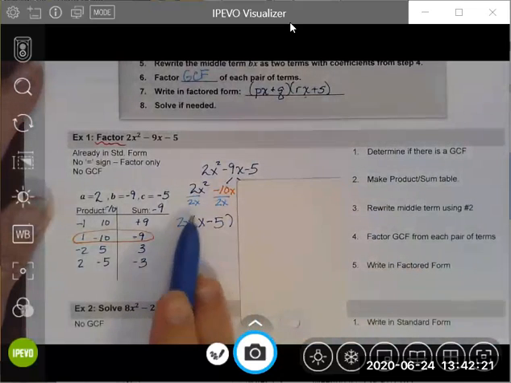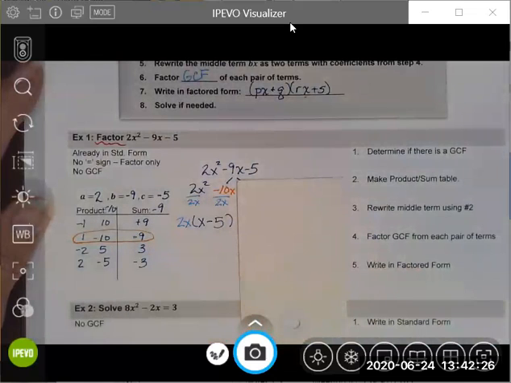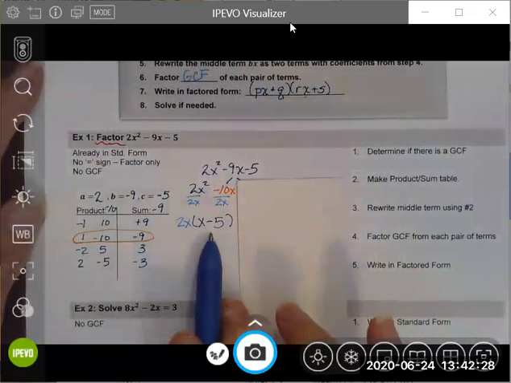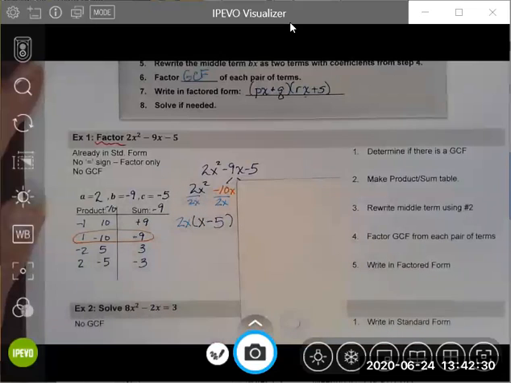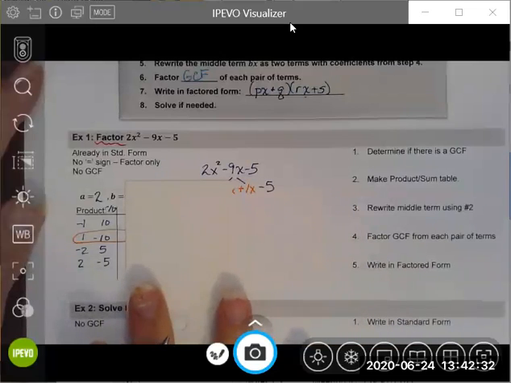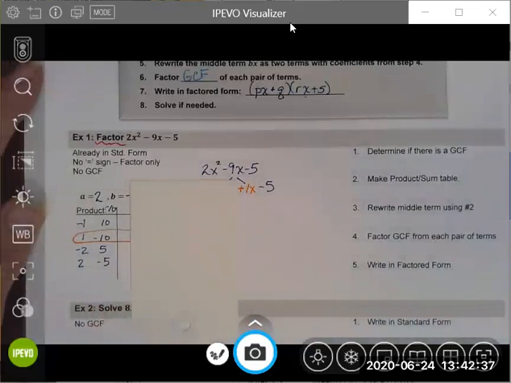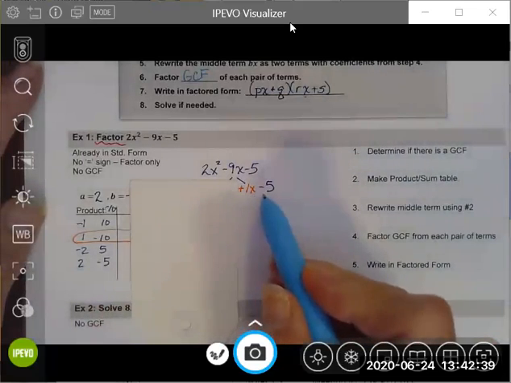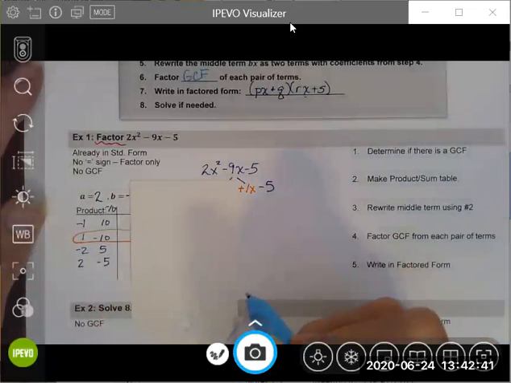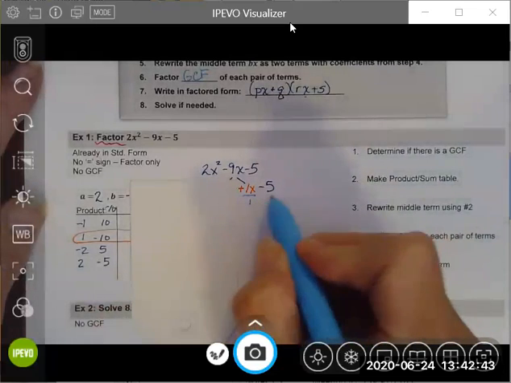And I can check my answer. 2x times x is 2x squared, 2x times -5, -10x. So I have factored, using greatest common factor, this set of terms. I'm going to do the same thing over here. And I'm going to ask myself, what's the greatest common factor of 1x and -5? And in this particular case, it's just going to be 1.